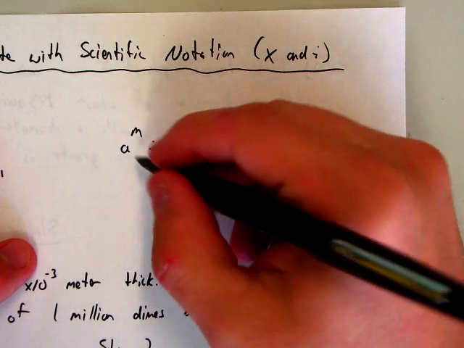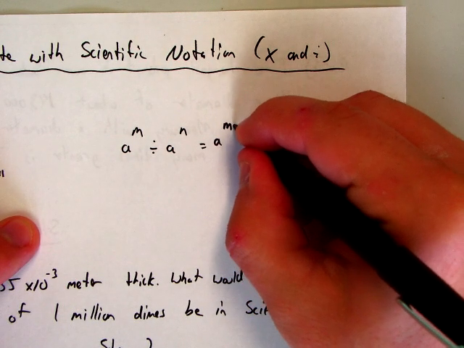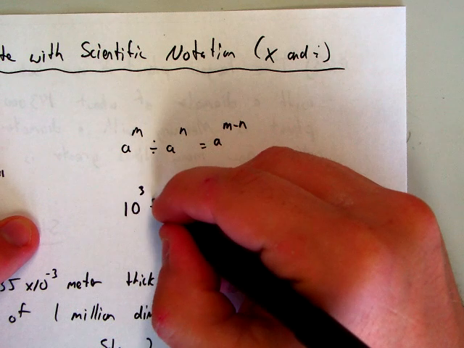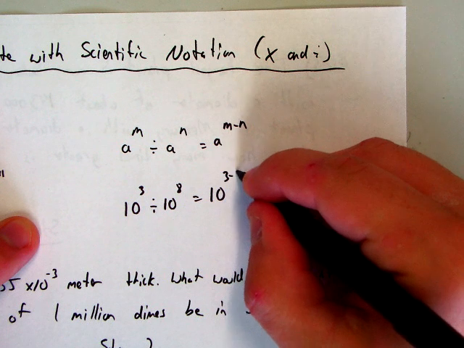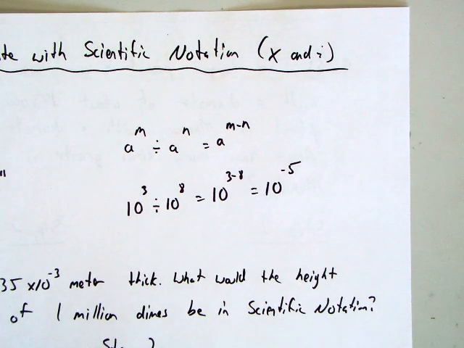Same thing. When I'm dividing two bases, what I do is I subtract the exponents. So again, if I have 10 to the third divided by 10 to the eighth, this would get me 10 to the 3 minus 8, which just happens to be 10 to the negative fifth. And in scientific notation, it's absolutely okay to have negative exponents. So let's utilize that information to help us with multiplication and division of scientific notation.